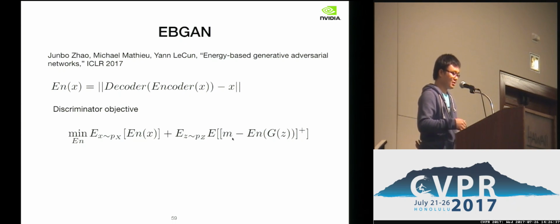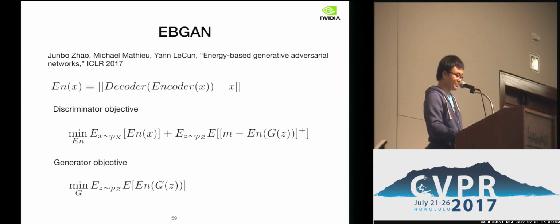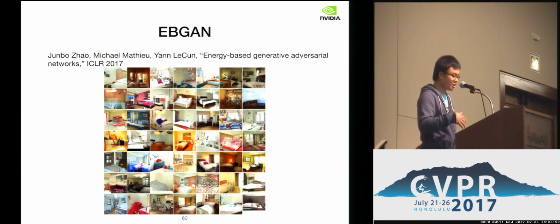And they use m, which is a constant, to upper-bound the energies. The generator's objective is purely to minimize the energy, trying to generate a sample that the autoencoder can perfectly reconstruct. And these are the images from their paper. You can see this from the LSUN. It generates many different versions, quite realistic compared to the DCGAN paper.